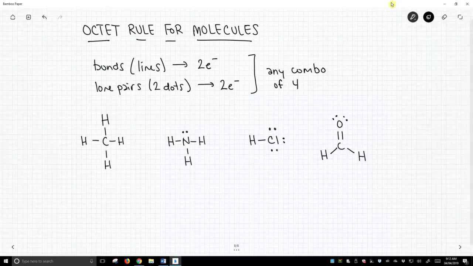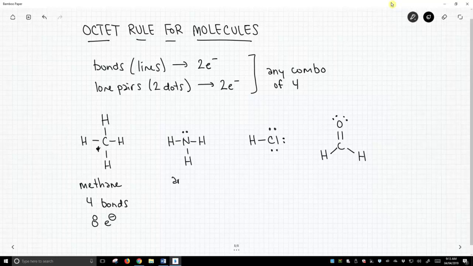So here we go. Here's a simple structure. This is methane. And here is our carbon. And this carbon has 4 bonds because there are 4 lines to that carbon. That is 8 electrons. Fantastic.